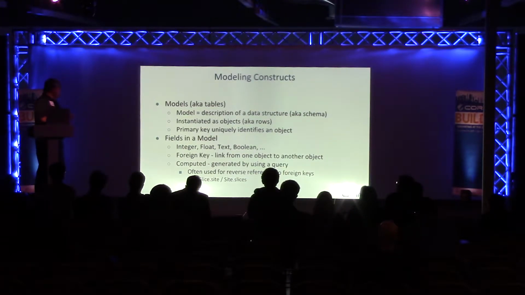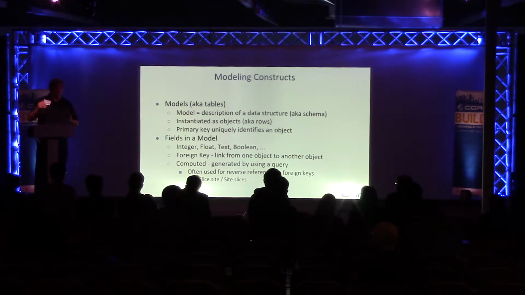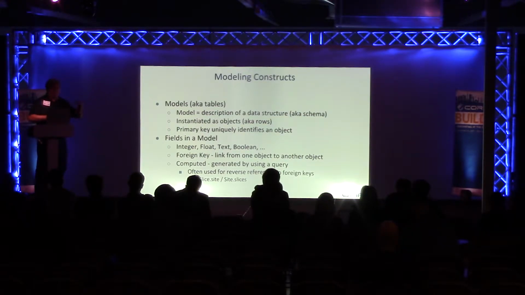The third kind of field we have is computed fields. They are typically generated by using a query. And one example of this is reverse references for foreign keys. So let's say we have a foreign key from a slice to a site. You automatically get the reverse reference for free. So your site would automatically come with a list of slices. So that means that any foreign key is essentially bidirectional. You can go from model A to B, and then from B back to A.